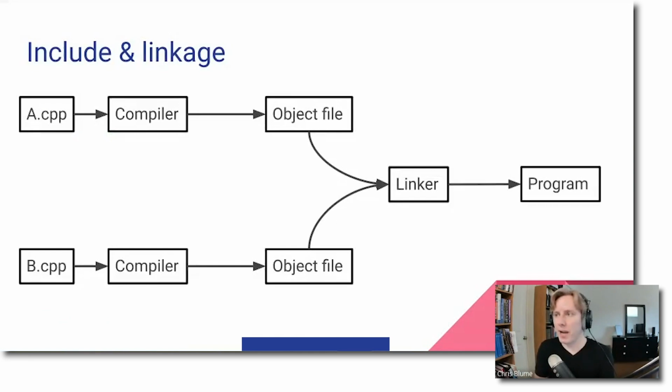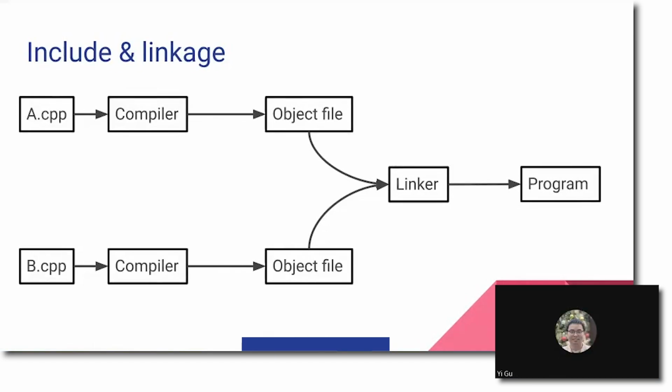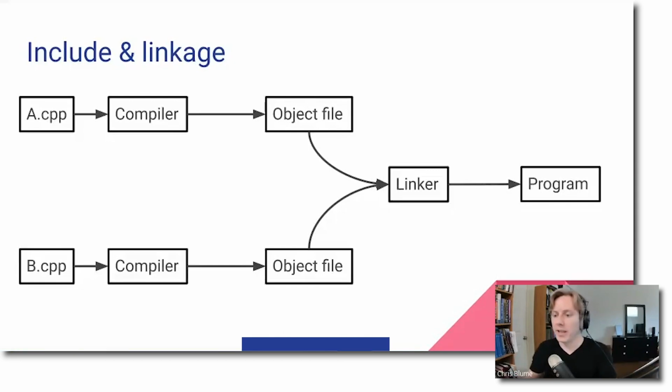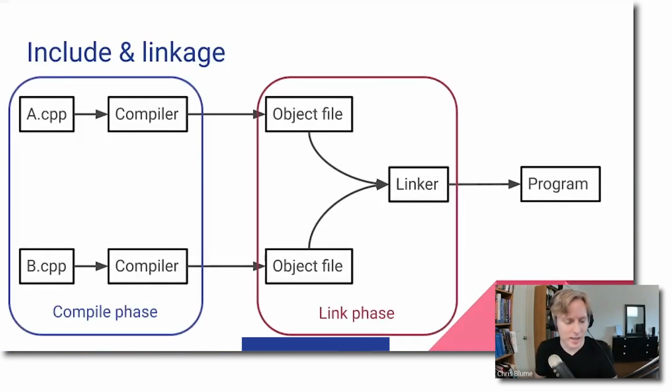So the way C++ is compiled is each separate code file is compiled independent of each other. So you can see a.cpp is passed to a compiler and b.cpp is passed to a compiler. They're completely unaware of each other. Those each output an object file, and then we gather up all of the object files and send those over to a linker, and the linker will then make this program. So this results in there being a compile phase and a link phase.